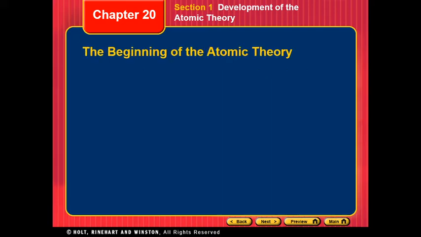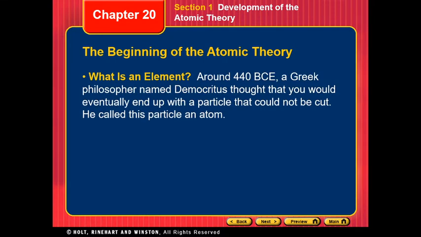So the beginning of the atomic theory: around 440 BCE, a Greek philosopher named Democritus thought that you would eventually end up with a particle that could not be cut. He called this particle an atom. Do you still remember what an atom is? Well, an atom is the smallest unit of matter, or the smallest particle of matter.